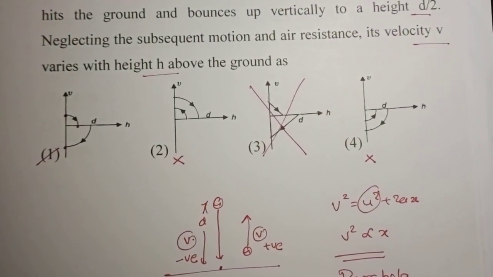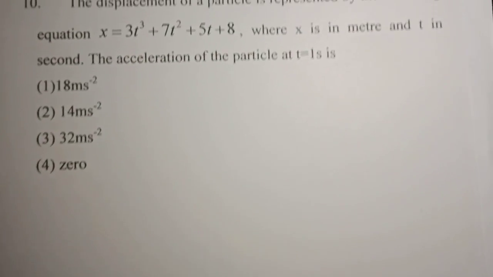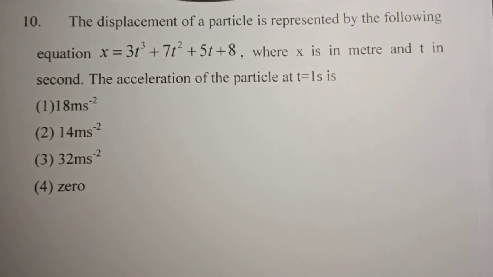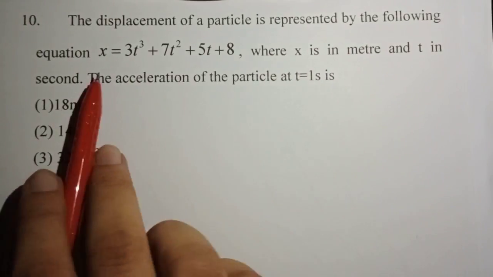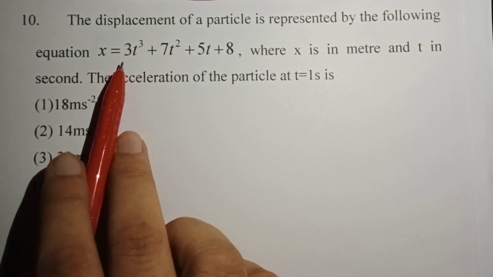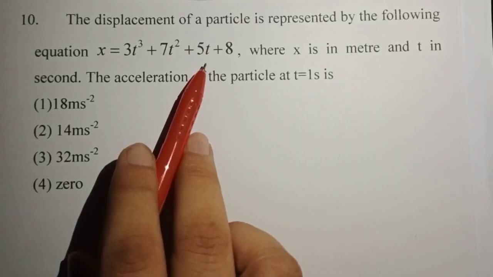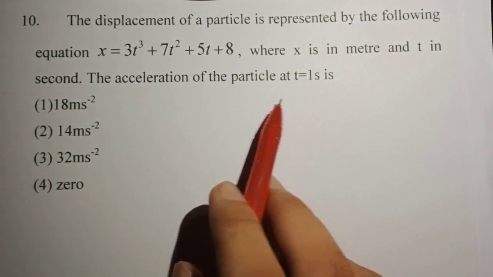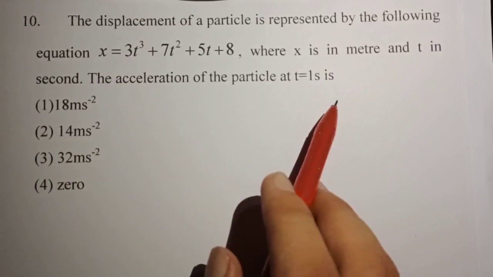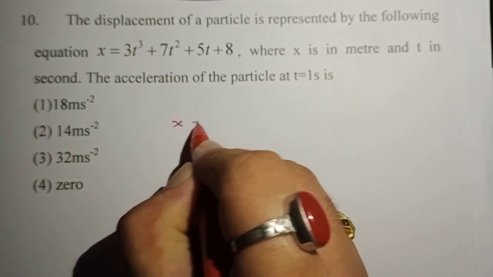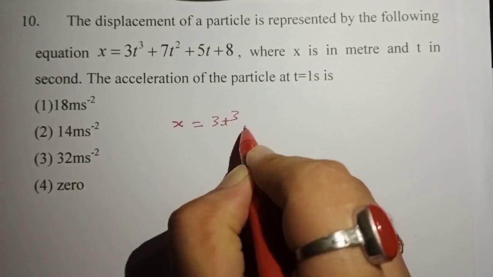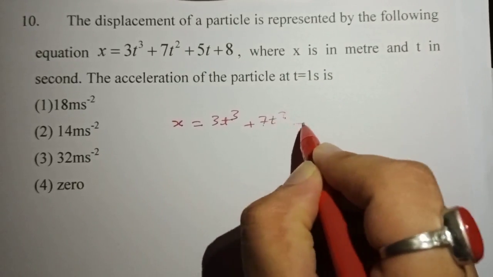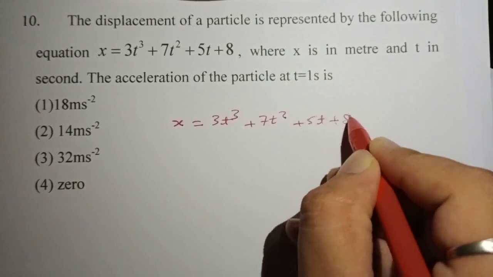Now we will go to the next question, number 10. It is the easiest one. The displacement of a particle is represented by the following equation: x is equal to 3t cube plus 7t square plus 5t plus 8, where x is in meters and t is in seconds. The acceleration of the particle at t is equal to 1 second is... So x is 3t cube plus 7t square plus 5t plus 8.